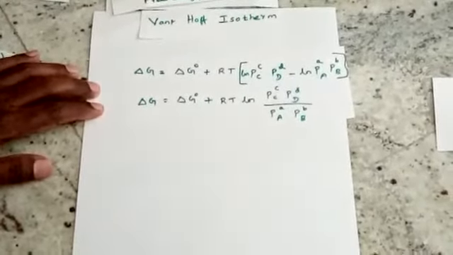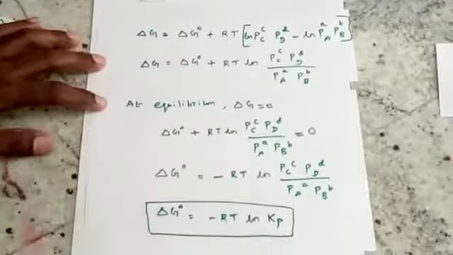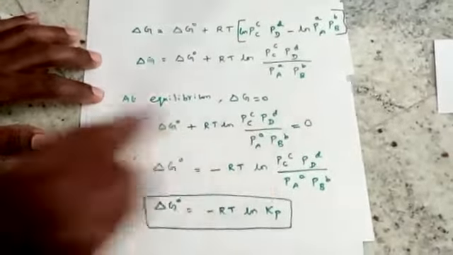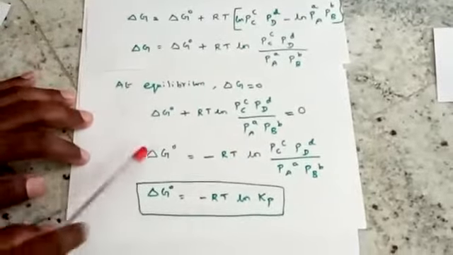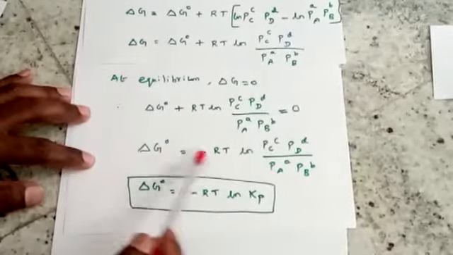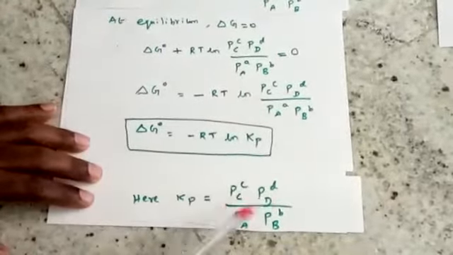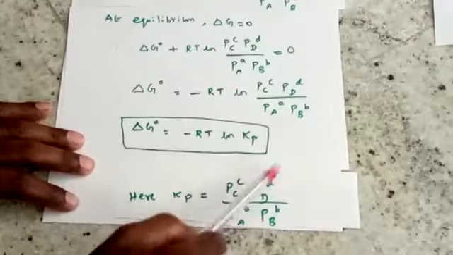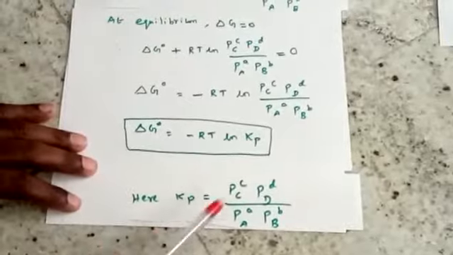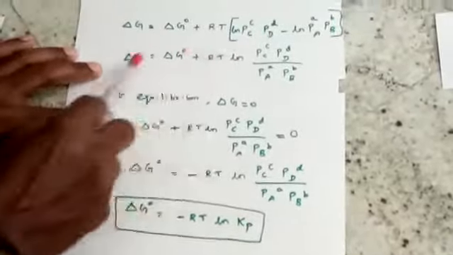Now we have derived the delta G value. But we started from the equilibrium reaction. Therefore at equilibrium delta G is equal to 0, so this term is considered as 0. Now we can calculate delta G naught. Delta G naught is equal to minus RT, where this term is taken as Kp. Here Kp is equal to PC to the power c, PD to the power d by PA to the power a, PB to the power b. So delta G naught equals minus RT ln Kp.